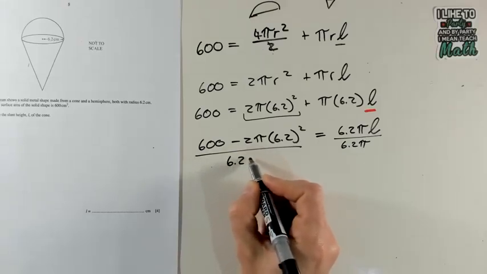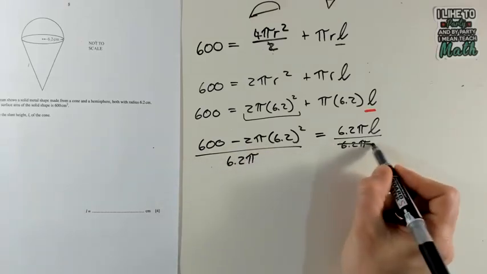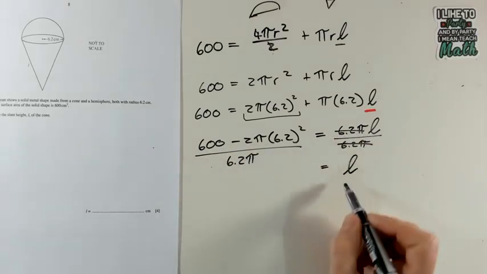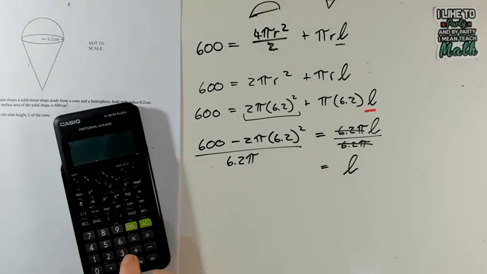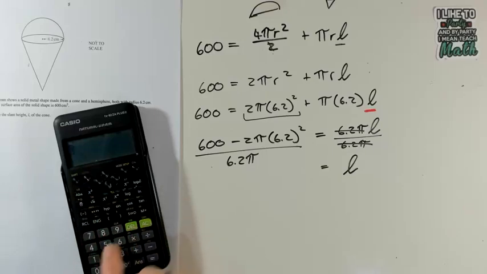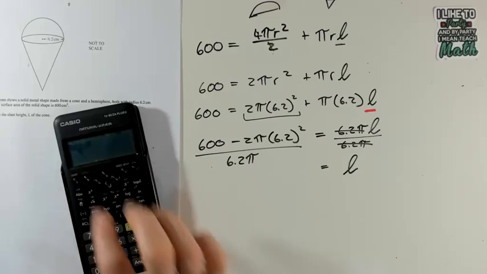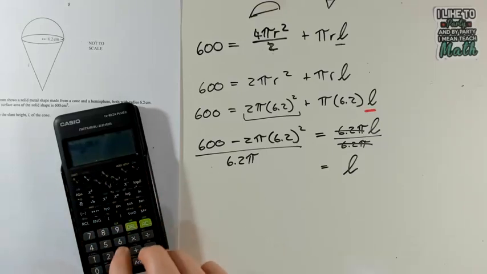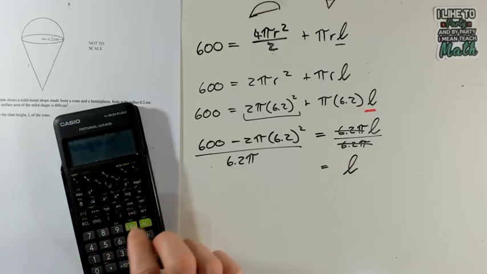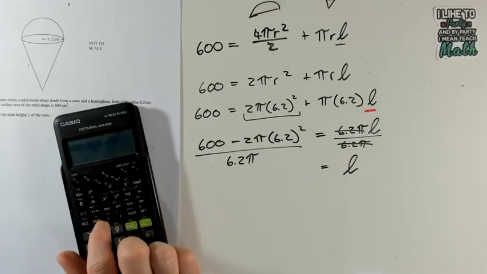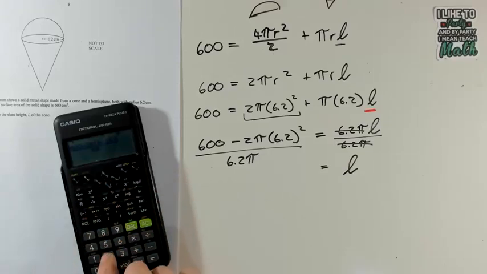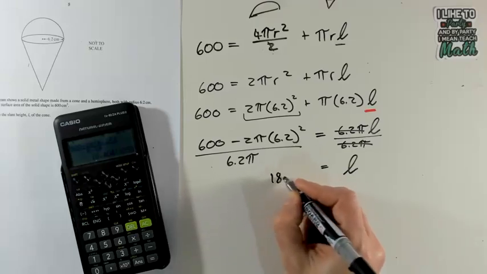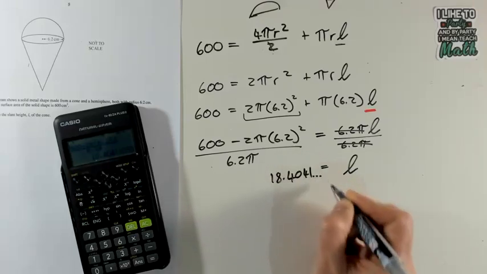So 6.2 pi is going to be on this side. That part and that part is going to get me the slant height alone. And this part I can just type in my calculator. I'm going to do the fraction part: 600 minus 2 pi times 6.2 squared, squaring it on the inside there. That should be fine. And then at the bottom we have 6.2 pi. If I type that in, I would get 18.4041 and so on.